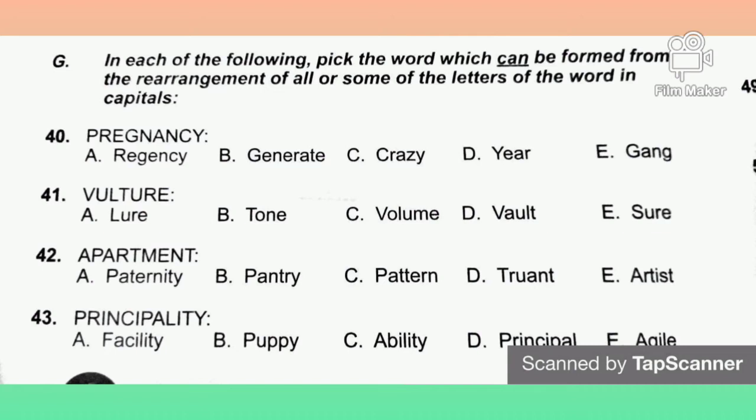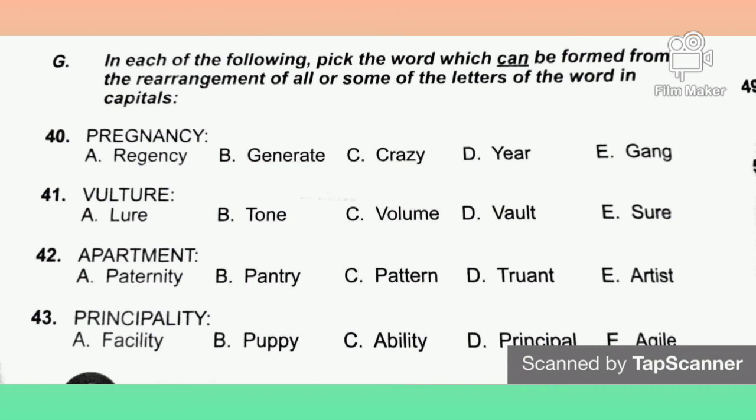Okay, the other one we have vulture. We're given vulture. So let's see our options. We have L, we have U, we have R, we have E. Okay, do we need to go over the other options, because we already have our answer? Our answer is A, Leo. Okay, the last one, let's see.